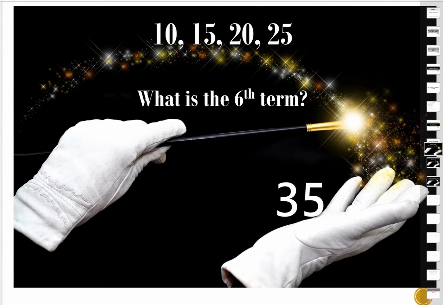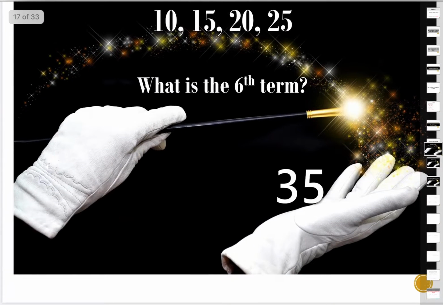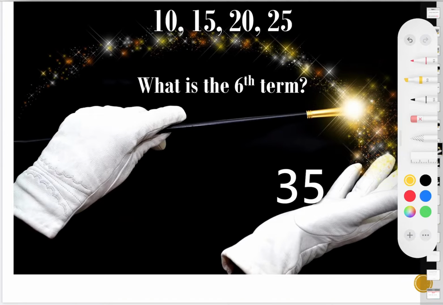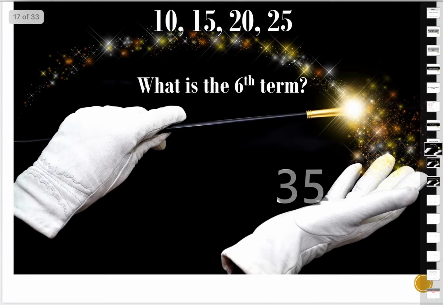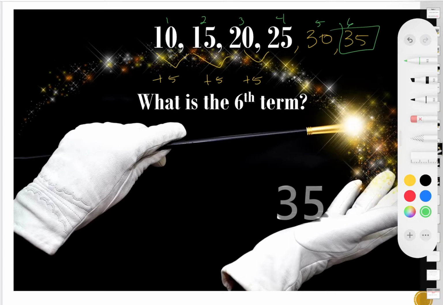Okay, so how this works. 10, 15, 20, 25. What is the 6th number in this term? We're going to pretend you don't know. So in this one here, let's first figure out what this is. What's happening is that we are adding 5. Add 5. Add 5. So the next number would have to be 30. Add 5 again, that's 35. So this is the 6th number. Number 1, 2, 3, 4, 5, 6. So the 6th number of this term is a 35.